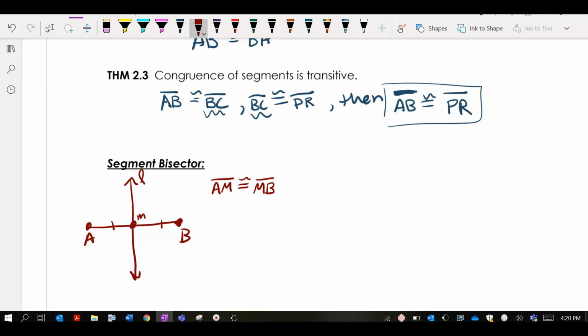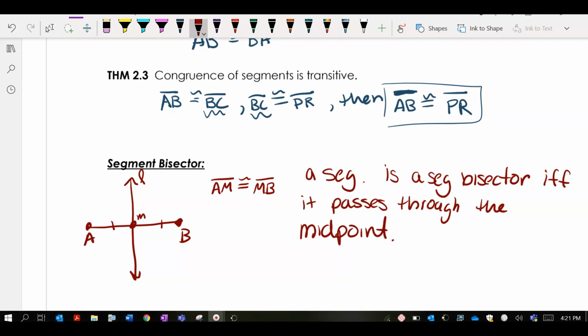So the definition, I'm going to go ahead and write that down. All right, magic. Here's the definition. So a segment is a segment bisector if and only if it passes through the midpoint. And so we're going to have a lot of practice with that.